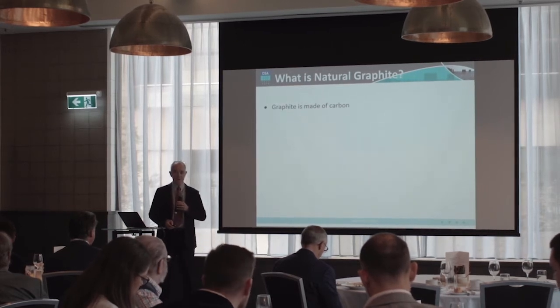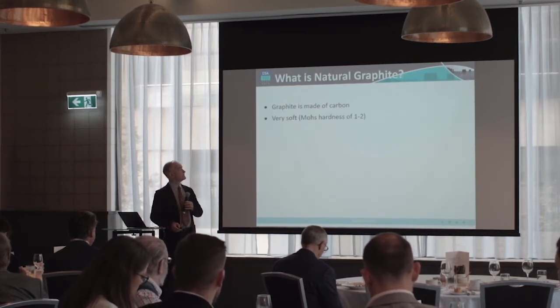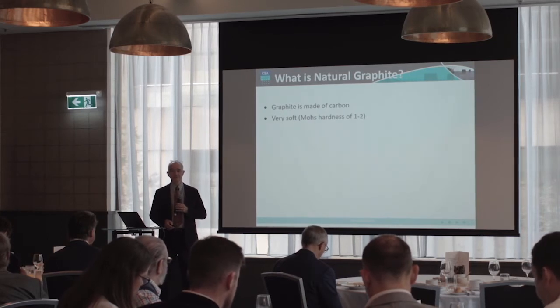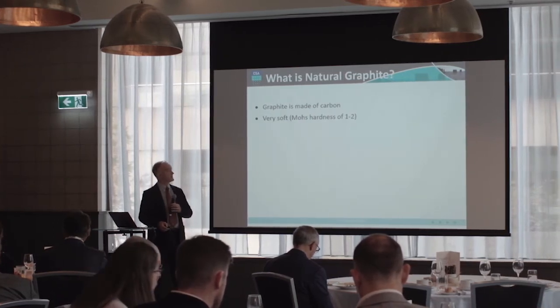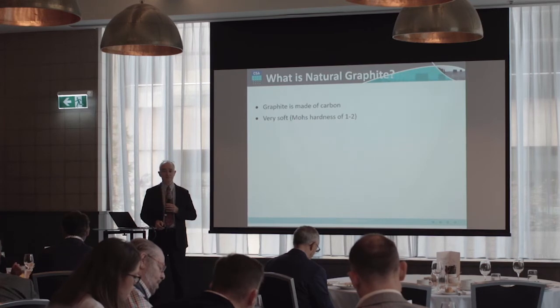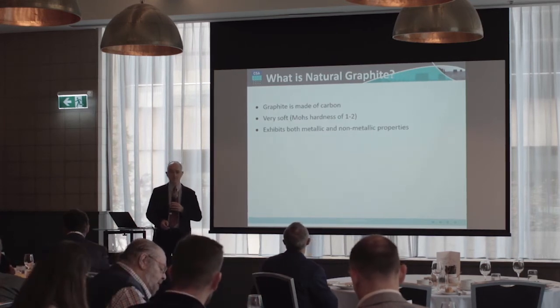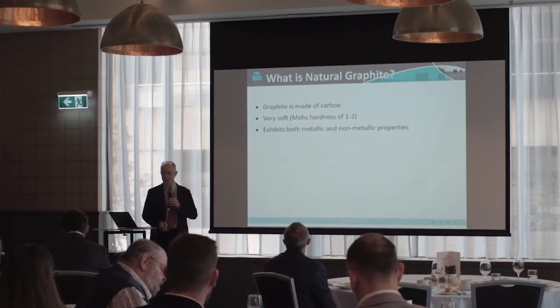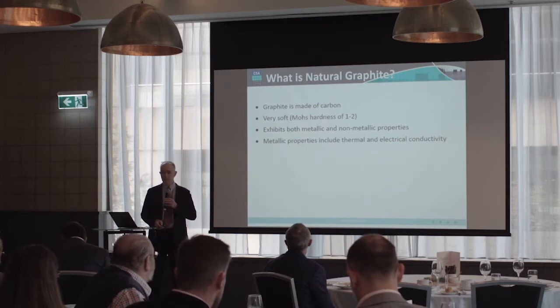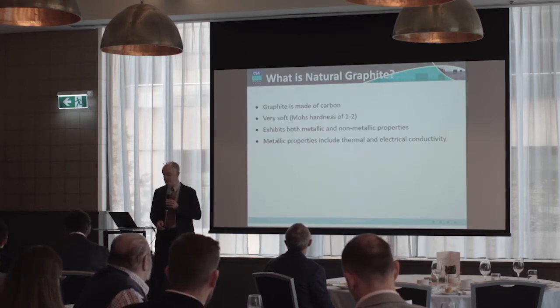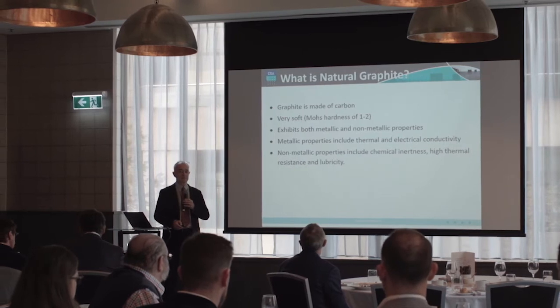Graphite is made from carbon. It's unusual in that it's an element as well as a mineral. It's very soft, as we all know. It's flexible. It exhibits both metallic and non-metallic properties. Metallic properties include thermal conductivity, and non-metallic such things as lubricity.